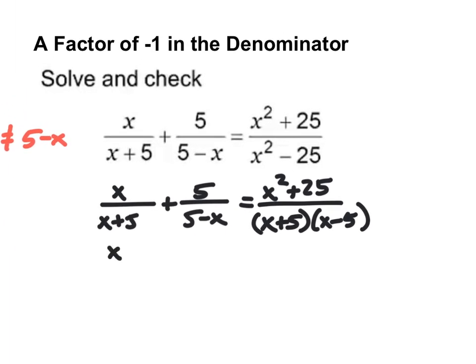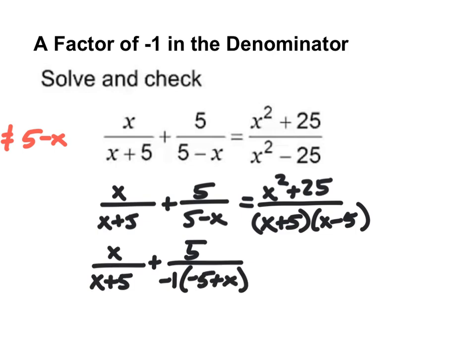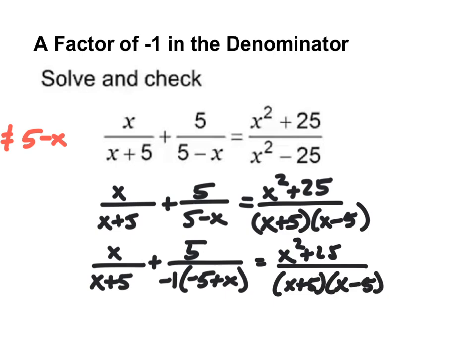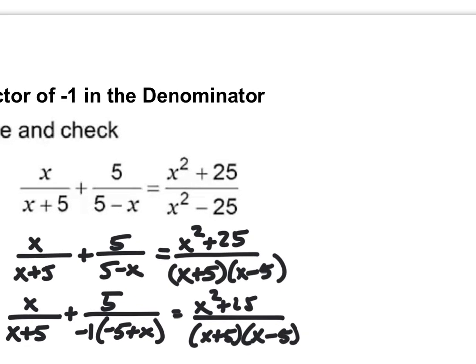If I write this as x over x plus 5, and then plus 5 over, let me factor out a -1 out of my denominator, that's going to give me a -5 plus x. If I redistribute that negative number, it turns back into what I had up here. So I have -5 plus x, and let me make sure that this is x squared plus 25 over x plus 5 times x minus 5. If I were to rewrite this now, I can rewrite that piece as x minus 5. Let me do that all up over here.